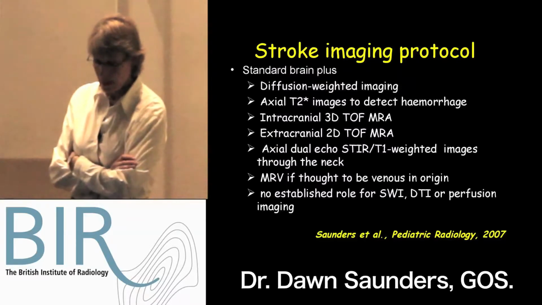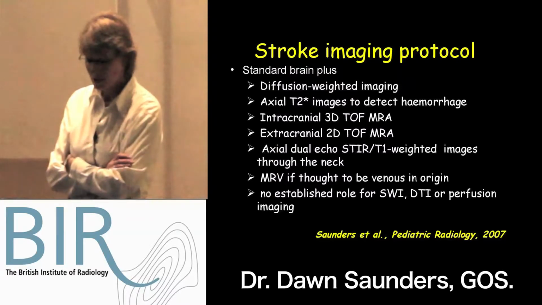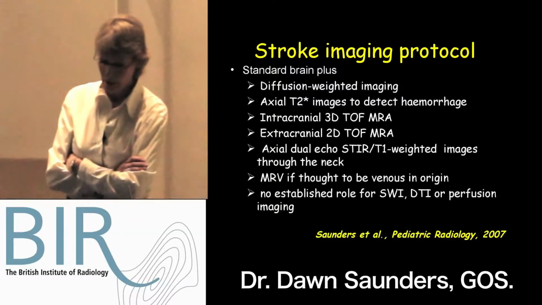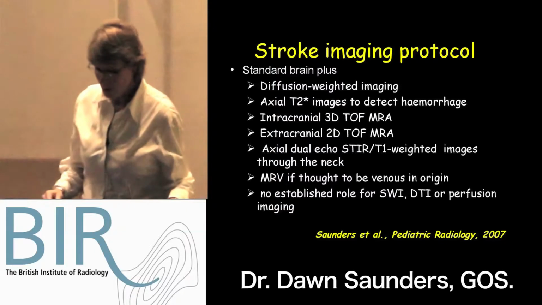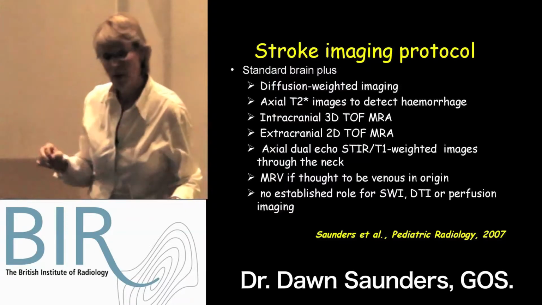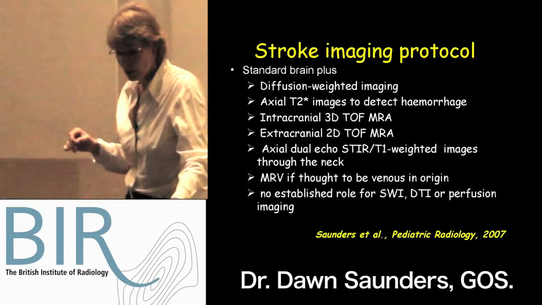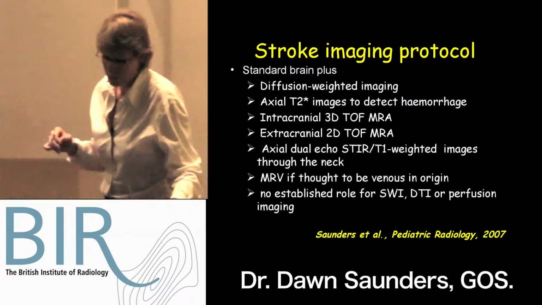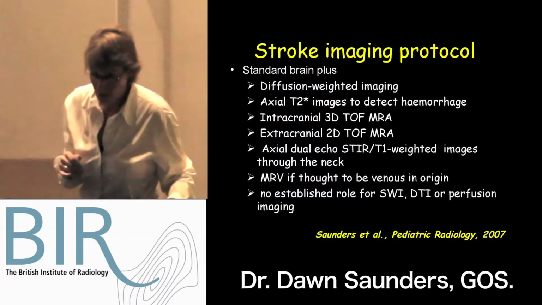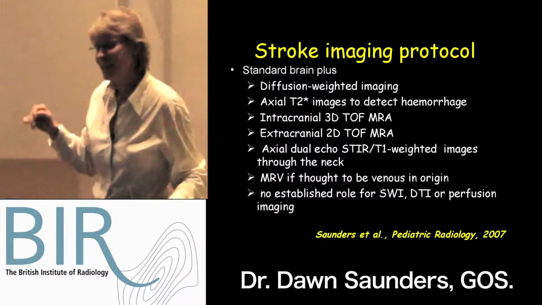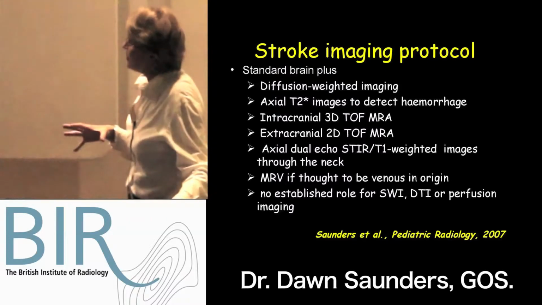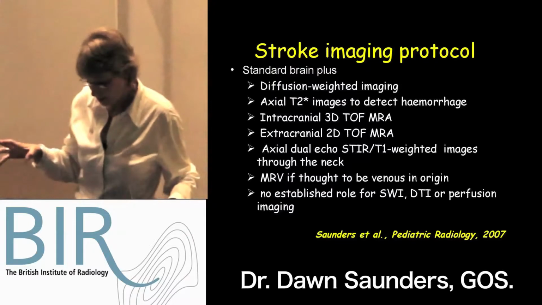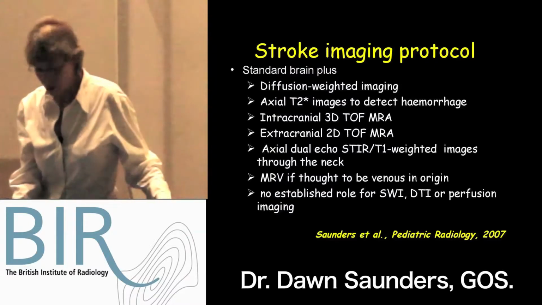We then add the diffusion weighted imaging, axial T2 star imaging to detect hemorrhage, intra and extracranial MRA, a dual echo STIR T1 weighted image through the neck, an MRV if we're considering a venous origin of the infarct, and we have yet to establish a role of susceptibility weighted imaging, diffusion tensor imaging, or diffusion imaging in the clinical arena. Obviously, these are imaging techniques that we use in the research arena, but they're not techniques that we can use in the clinical arena.